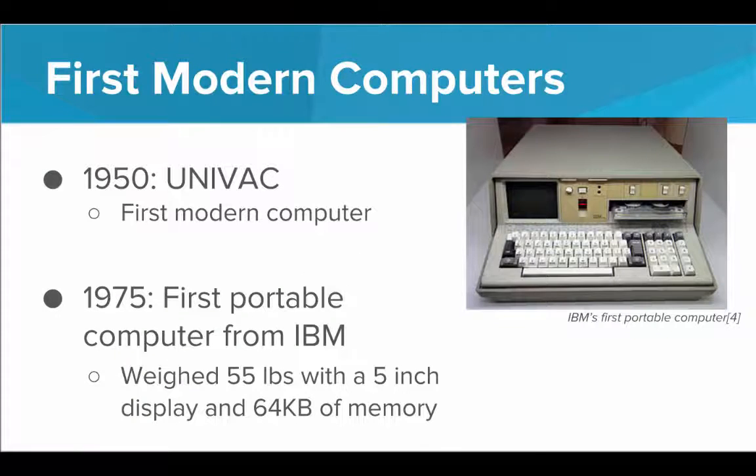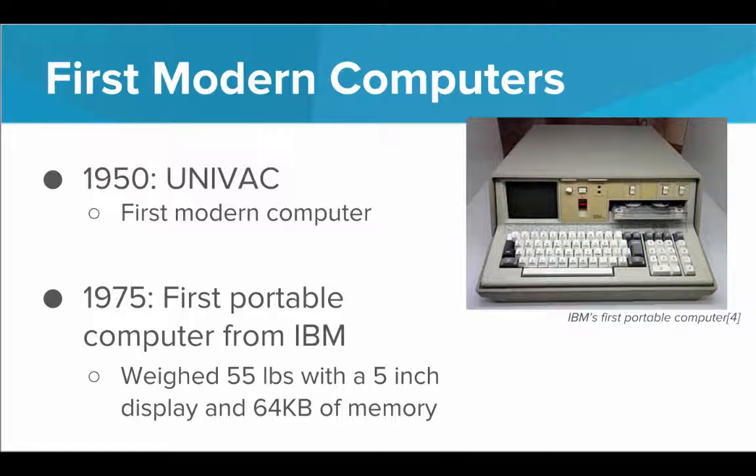In 1950, we had the UNIVAC, which was the first modern computer. So instead of having all these switches that you'd have to turn on and off to program, it actually had a keyboard for input, and it had disk memory as well, so it could remember the computations that it calculated. However, the UNIVAC still took up an entire room. It was this massive computer only used in businesses and government. In 1975 is when we had the first actual portable computer that wasn't stuck in a room.